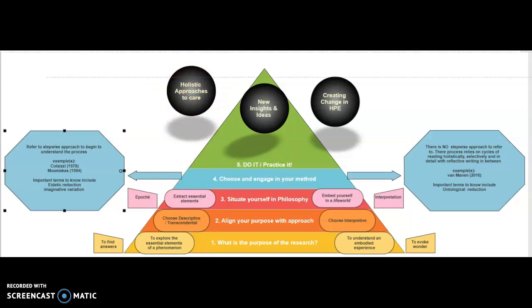So in conclusion, I have outlined that the limitations of using phenomenology in research are practical ones, but are worth overcoming for the advancement of health professions education.